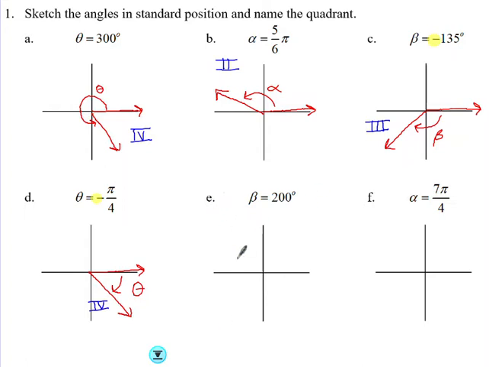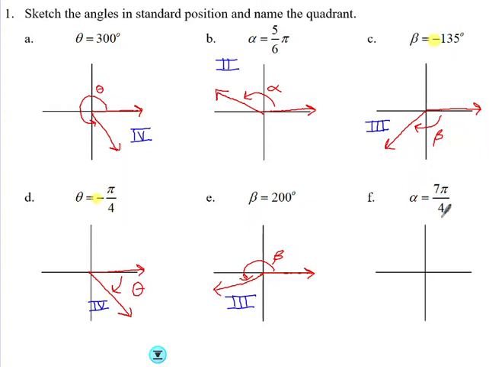Part E, we have that beta is 200 degrees. Initial side is still on the positive x-axis. Then we need to go 200 degrees counterclockwise. This is 180 degrees, so 200 degrees should be a little bit farther than that. So beta is this angle. The terminal side here is in quadrant 3.